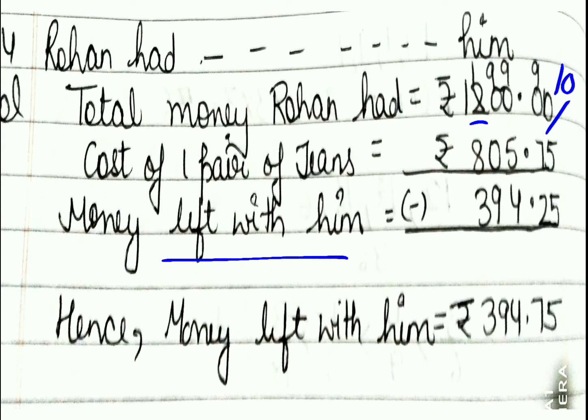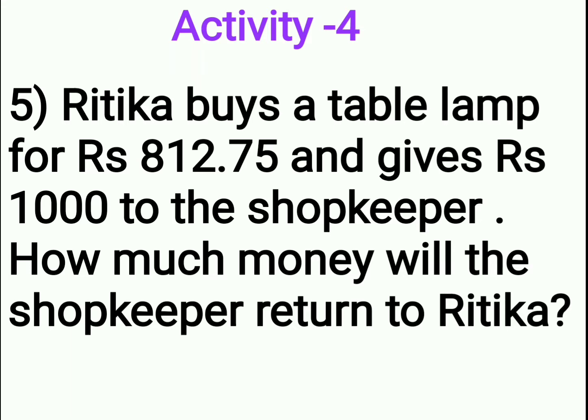Clear? So 10 minus 5 is 5. 9 minus 7 is 2. Then the point will come. Then 9 minus 5 is 4. 9 minus 0 is 9 only. Then 11 minus 8 is 3. So the answer will be 394.25. As you know that this is a money chapter, so the unit rupees always comes. Then you write hence money left with him is rupees 394.25. There should come 2, not 7. It should be 2 only. Clear? Now we do question number 5.